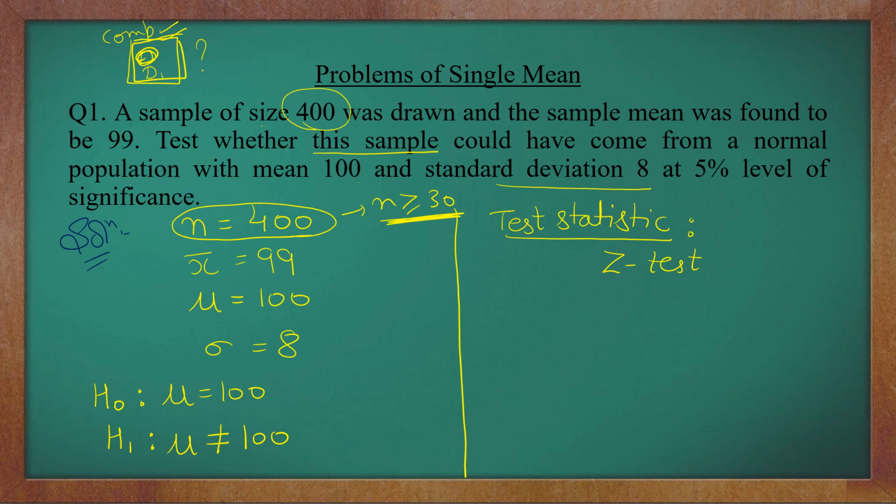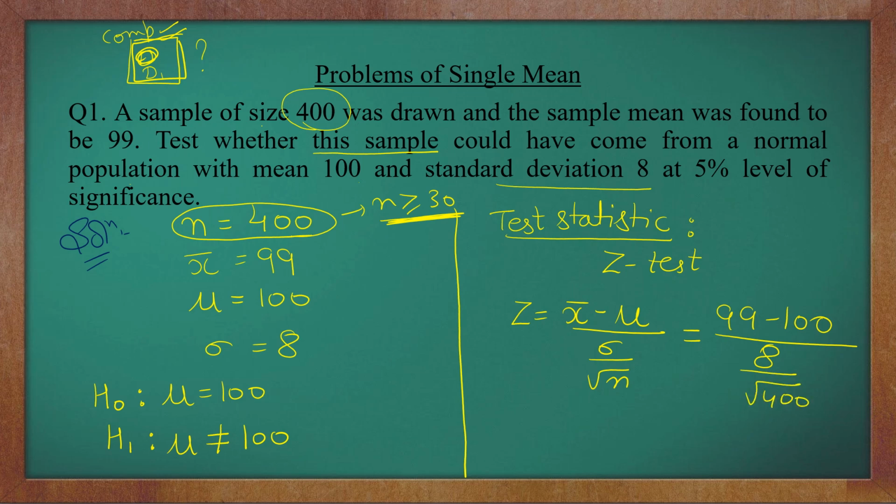Now go for the Z test. What is the formula? Z equals X bar minus mu, divided by sigma by root n. Put the values. X bar is 99, minus 100, upon 8 by under root 400. When we solve this, we get the answer Z equals minus 2.5.